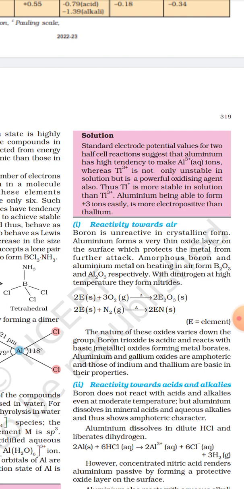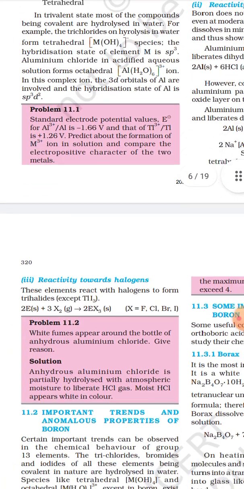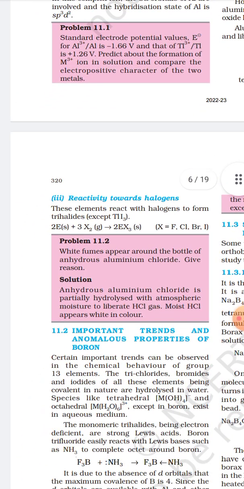Aluminium dissolves in dilute HCl and liberates dihydrogen. However, concentrated nitric acid renders aluminium passive by forming a protective oxide layer on the surface. Aluminium also reacts with aqueous alkali and liberates dihydrogen. Reactivity towards halogens. These elements react with halogens to form trihalides. Important trends and anomalous properties of boron.